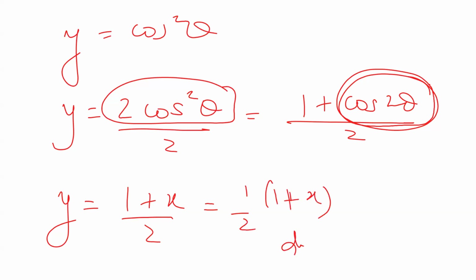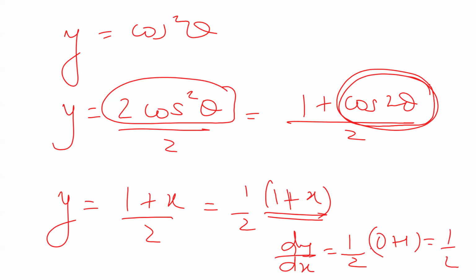Now differentiate this, dy by dx. Half will remain half because it's multiplication, and this will be 0 plus 1. D by dx of 1 is 0, of x is 1. So the answer is half. That ends this particular exercise. Last problem, I made some copying error from the previous slide, so you just make sure that you go through the problem once again. Okay, thank you.